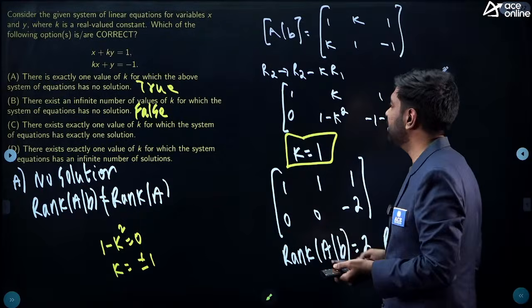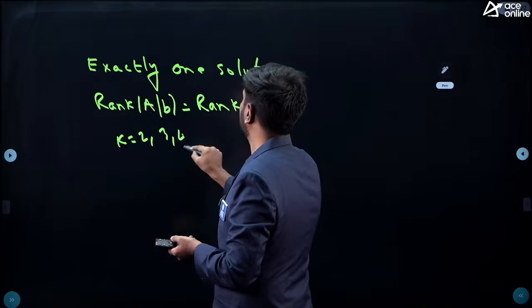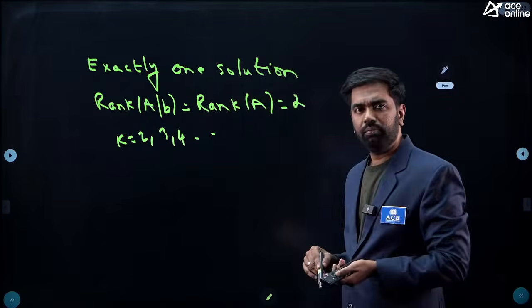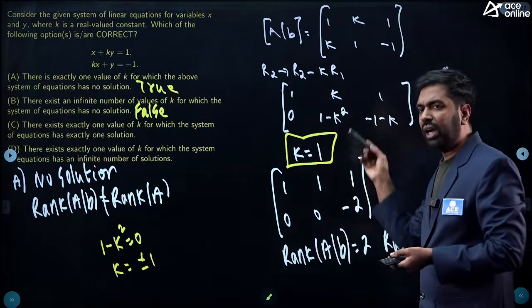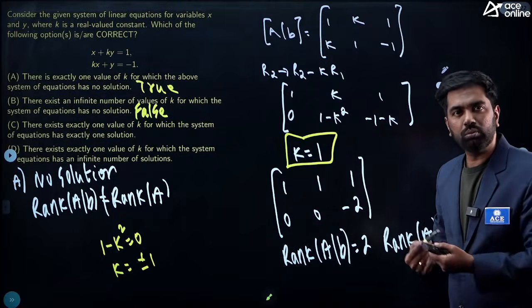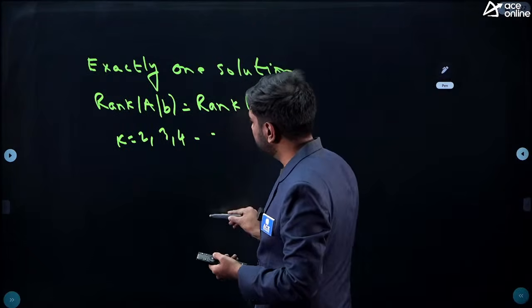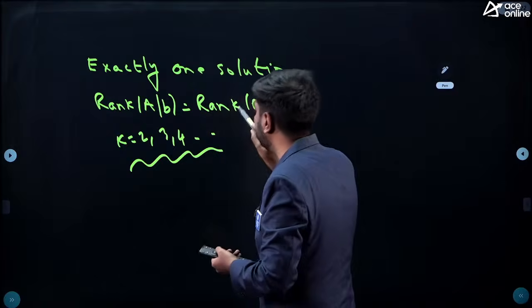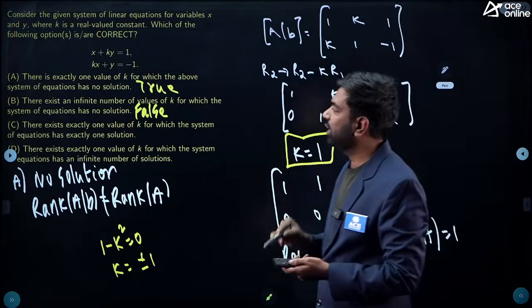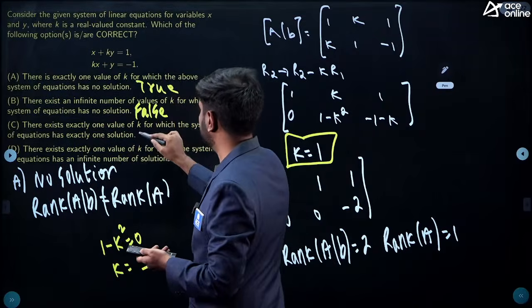If you don't understand, then what you do is take k as 2, 3, 4 and so on. Try to put it here. You get rank of AB equal to rank of A equal to 2. So for unique solution or for exactly one solution, there are actually many values of k. But what is he claiming? That there exists only one such k. So this is false.